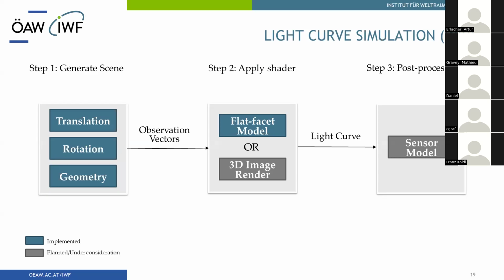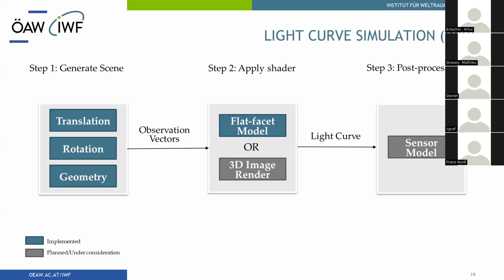I've currently implemented a flat facet model. This means based on the light vectors and incoming light and equations, I can calculate the brightness of an object through flat facets. And there's also the option to do a full 3D image render of the object and then extract the brightness. And lastly, there would be the option of including a sensor model just to make the light curves more realistic and similar to the real light curves.